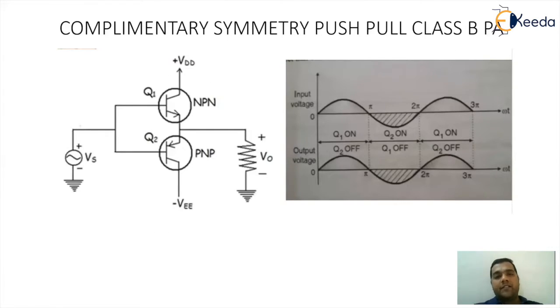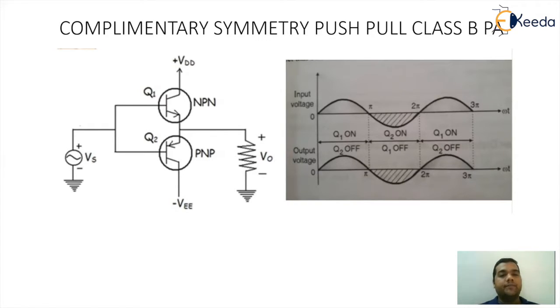The second configuration that you can see here is a complementary symmetry push-pull Class B power amplifier, where you can see the center section where there are two transistors being used. One is NPN, another one is PNP. The input is given to the base of both of the transistors, and we are using two supplies, plus VDD and minus VEE.